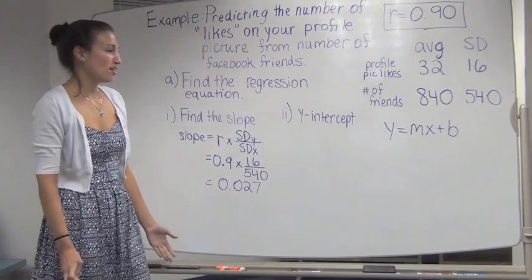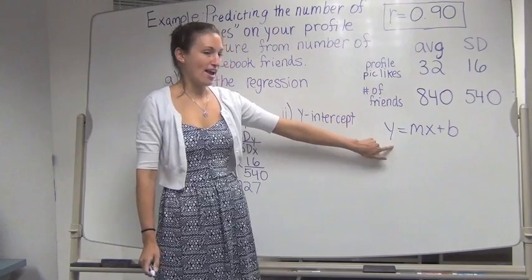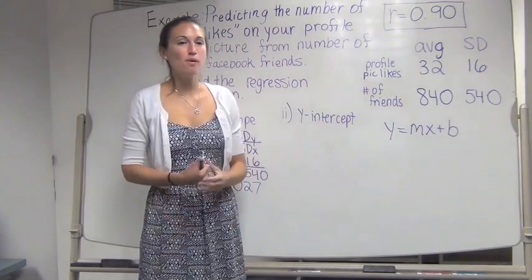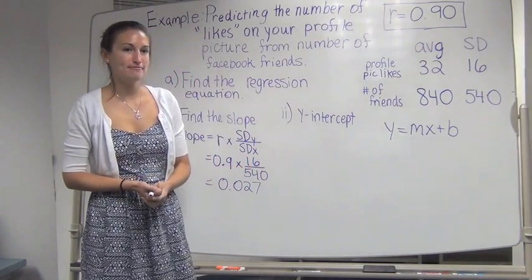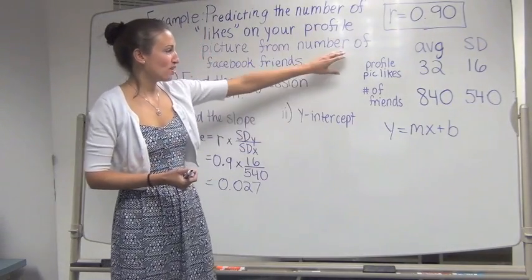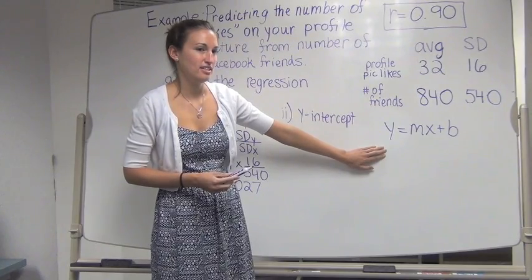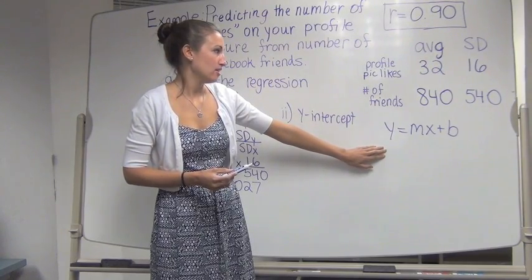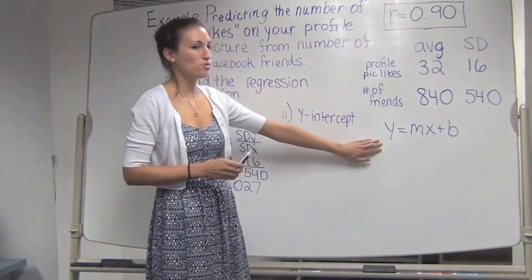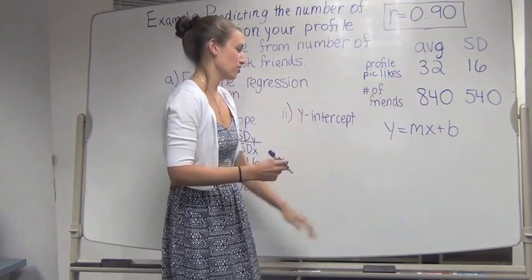And remember before we talked about, we know our M, and we're going to plug in a value of X and a value of Y into this equation to solve for B. So does anyone remember what point we're going to plug in for X and Y? The averages, the point of averages. So given this information, what's going to be the Y that we plug in? It'll be 32? Yeah, the average Y. Y is what we're predicting. Profile picture likes is what we're predicting, and the average is 32.